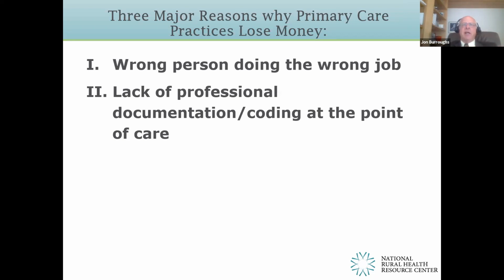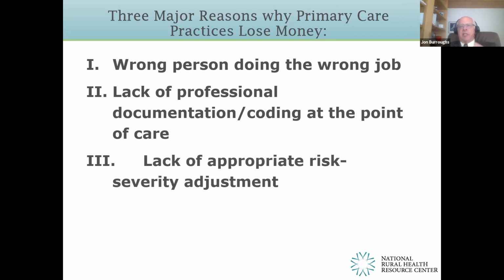Number 3, lack of appropriate risk and severity adjustment. You will not get credit for risk and severity adjustment unless you document all of a patient's comorbidities. And most patients have a lot of comorbidities. You appropriately document it, you appropriately code it, and you appropriately are in a payment contract to get paid for risk and severity adjustment.